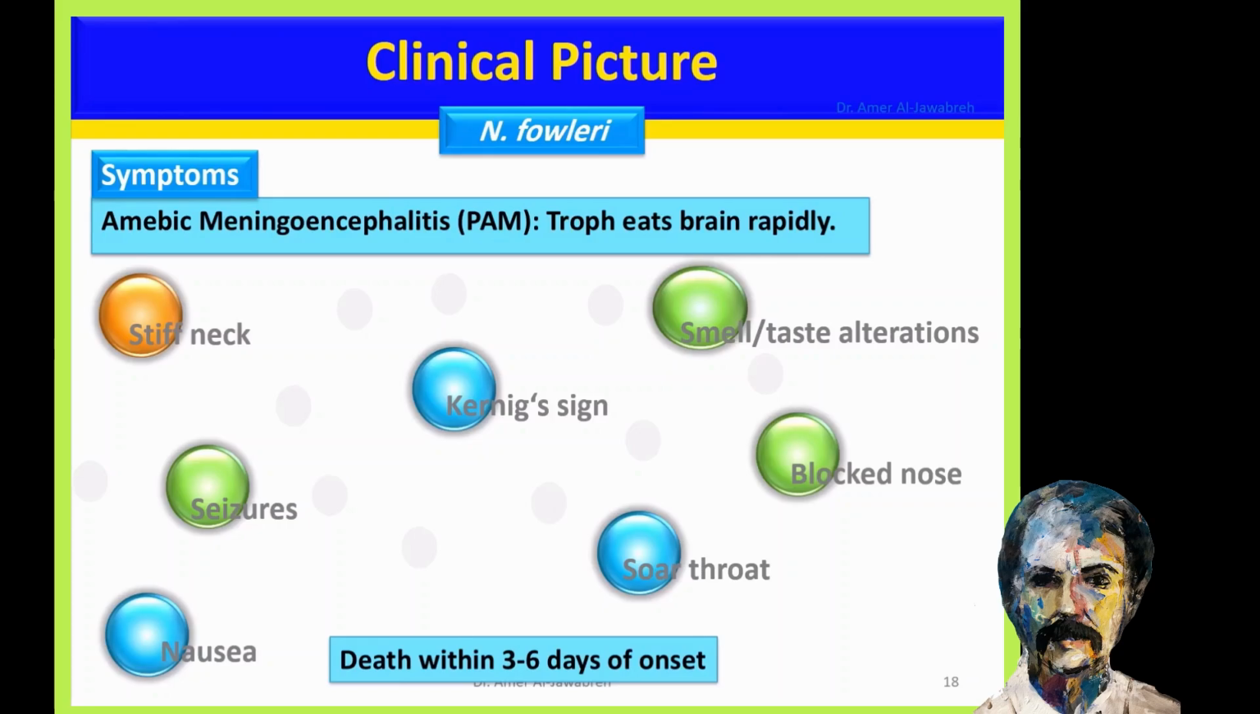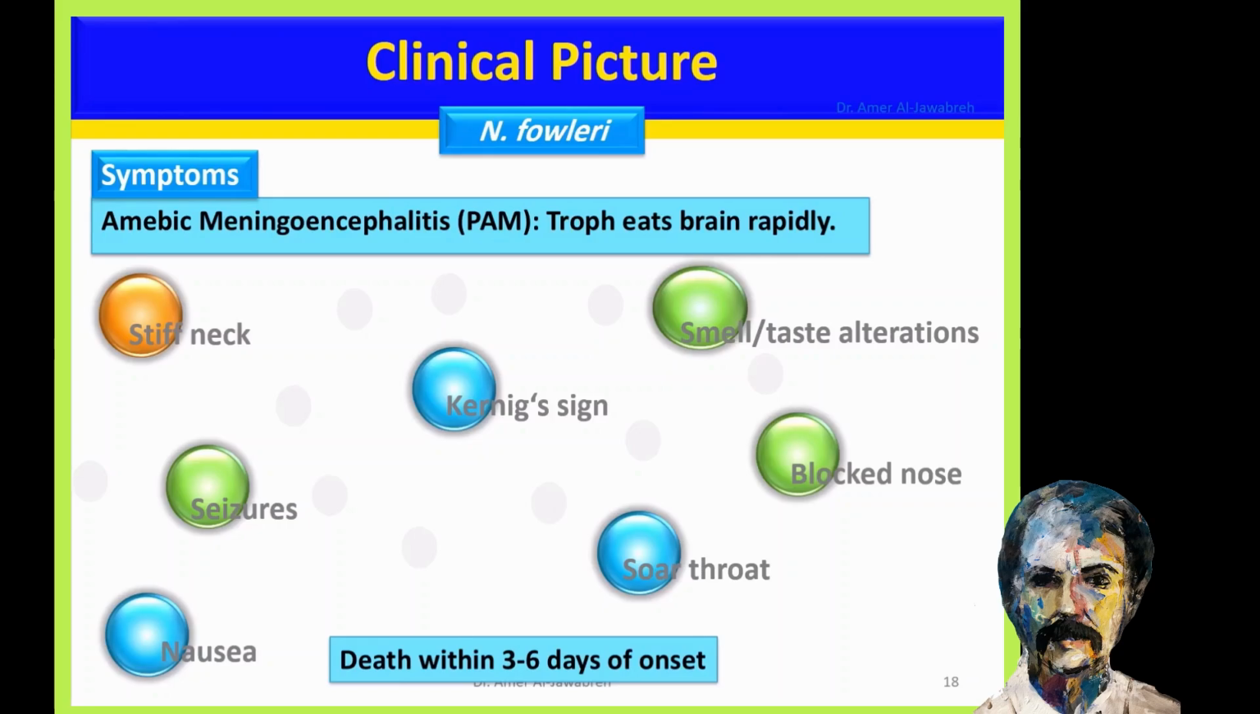So all of these symptoms appear at the beginning. But the problem with this parasite is that once it's in your brain, it will not give you time because it eats your brain. And because of this, the fatality rate is high. Why? Because of these signs, because it eats your brain, and most importantly, because the diagnosis is delayed.